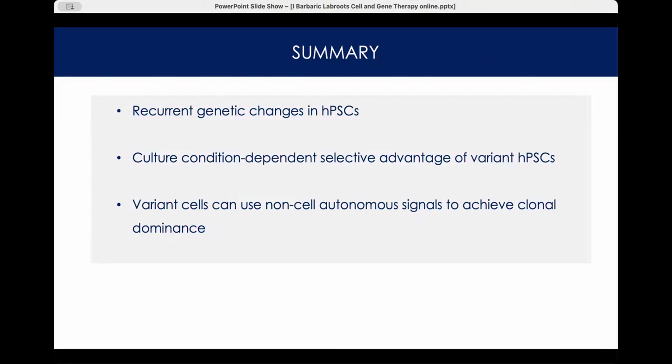And so with that, just to summarize, in pluripotent stem cells, we see recurrent genetic changes which can impact behaviors of cells and can be detrimental for cell therapy. We know now that culture conditions drive the appearance of specific variants, and that variant cells can, in addition to cell autonomous properties, use non-cell autonomous signals to achieve their clonal dominance.